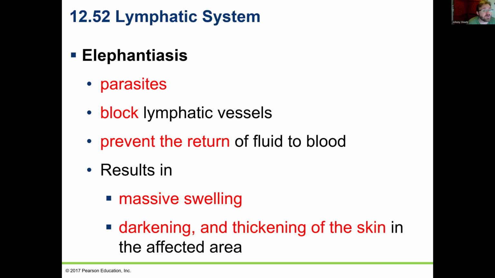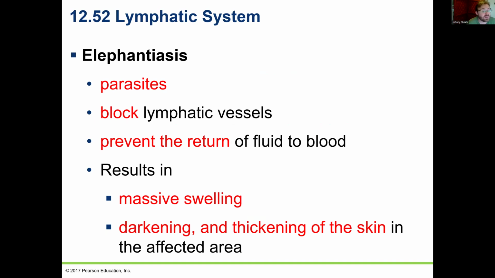Now, disorders of the lymphatic system. One of the more common ones is elephantiasis. It's a result of parasitic infections. The parasites actually physically scarify and block the lymphatic vessels, which is going to prevent the return of fluid to the blood, which is in turn going to make that fluid accumulate in the tissues of the body.